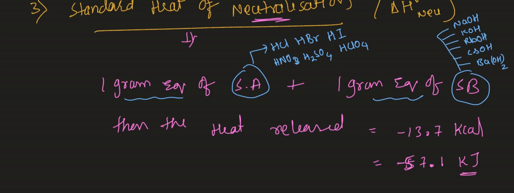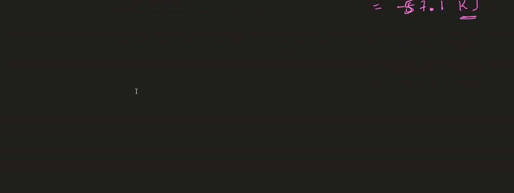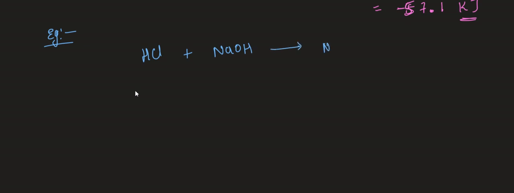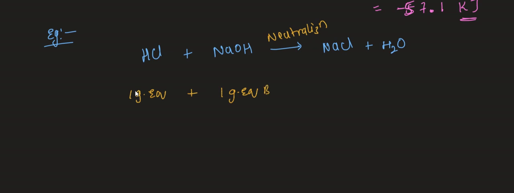Let us try to understand one small example of what the theory says about standard heat of neutralization. If I take one strong acid and strong base, when I react HCl plus NaOH, obviously you are going to get a salt, NaCl, plus water. Can I say this is a neutralization reaction? Yes. Now, when 1 gram equivalent of acid reacts with 1 gram equivalent of base, you get the salt and water.